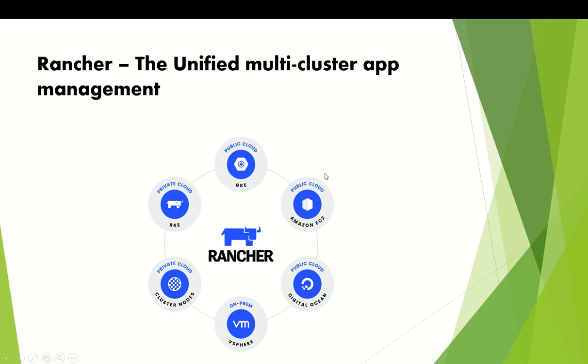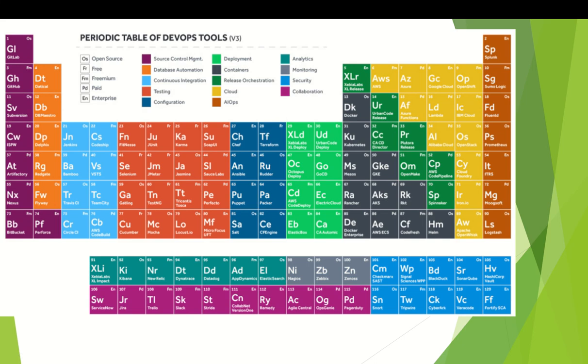So this is about Rancher. As I said, DevOps is not a single tool. It's a combination of multiple tools, and you may have a tool for security, and so on. So you need to know about multiple tools, and we'll be working on these tools in upcoming videos. Many of the science folks know the periodic table in chemistry and physics, but we do have a periodic table for DevOps.